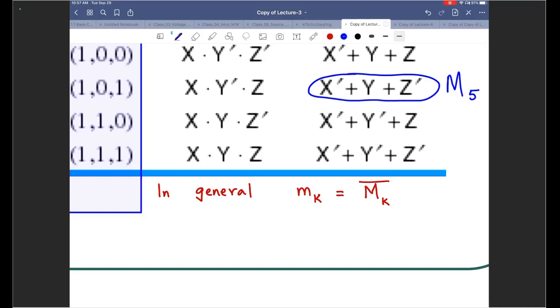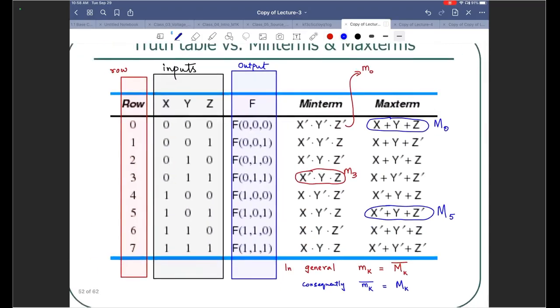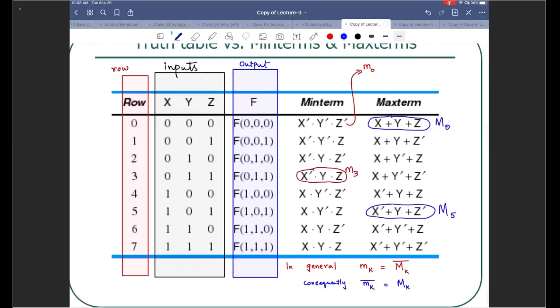And consequently, you can also say max term or min term k complemented will give you max term k. And you can verify that very quickly over here. You see this min term 0. If you complement min term 0 and apply De Morgan's law, you go to x or y or z. That is your max term 0. So what is the reasoning for the complements not being in the max term? Well, they are there. It's just a different row.